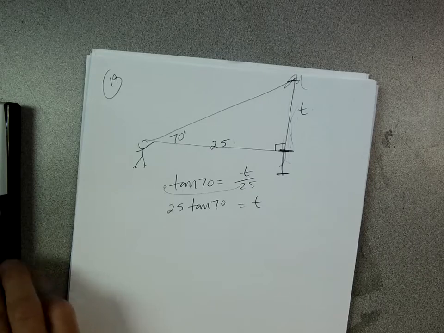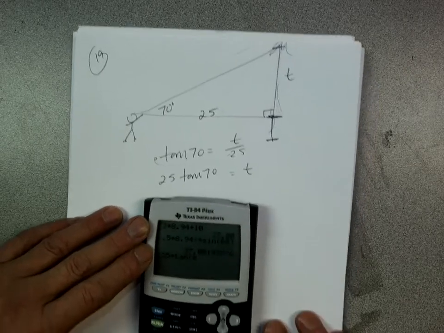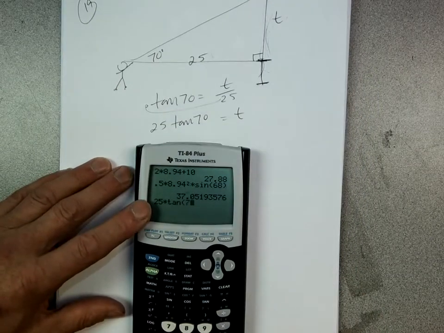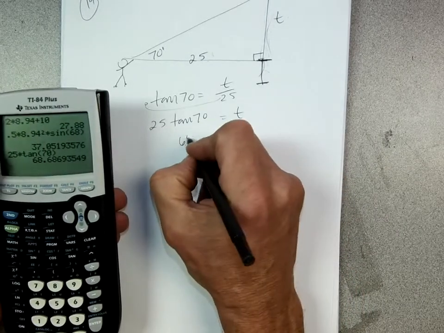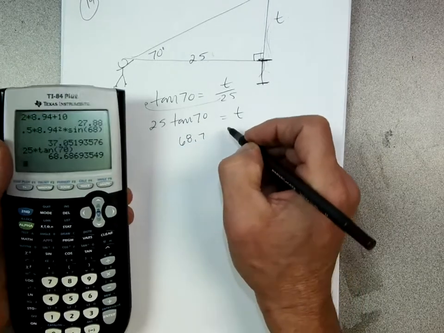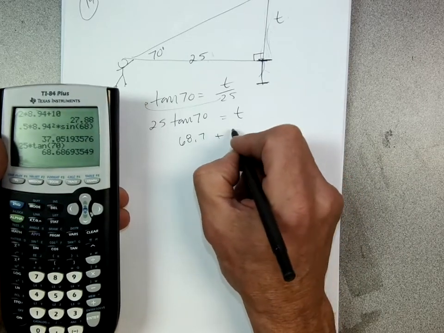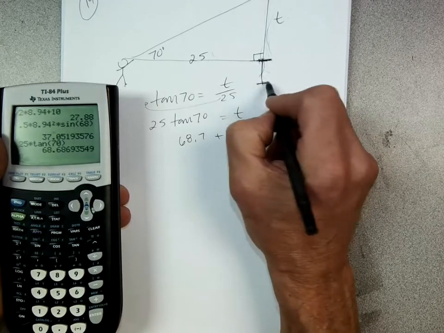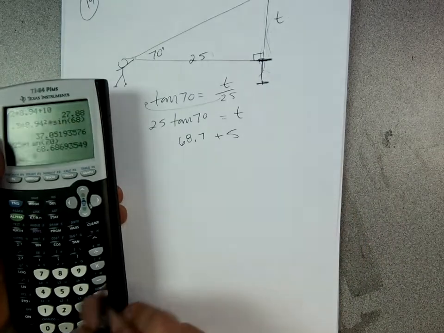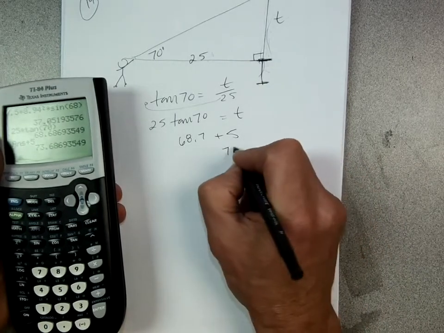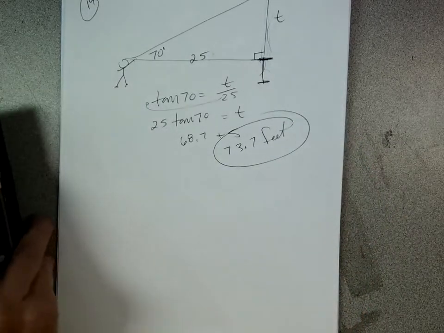Use my calculator. 25 times tangent of 70. And I get about 68.7. I guess that's in terms of feet, isn't it? Yep. And then I'm going to add in the 5, because this triangle is really suspended 5 feet above because he sights it from his eyeball. So we add in 5, we end up with an answer about 73.7 feet. Okay, there it is. Almost done.